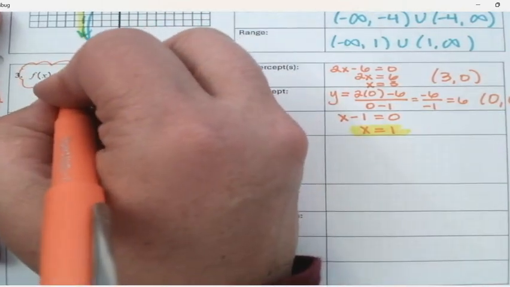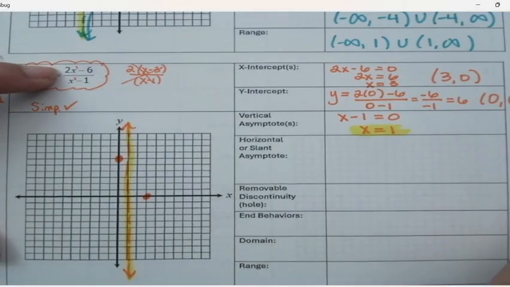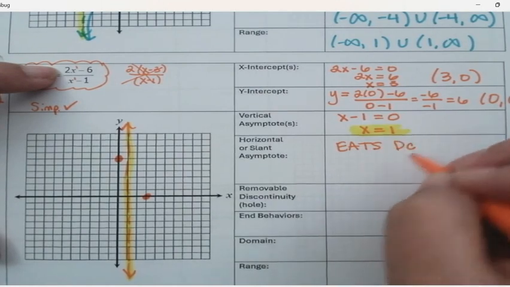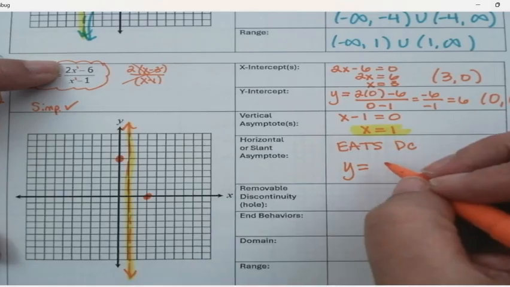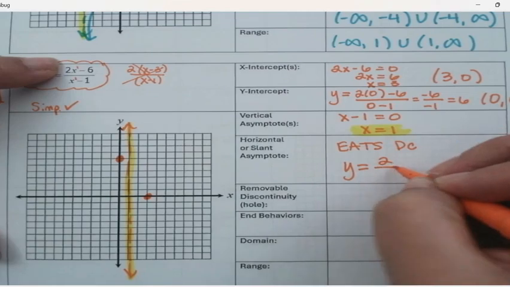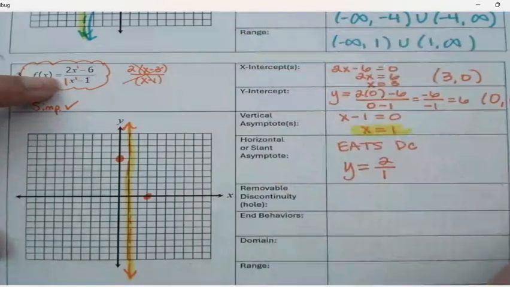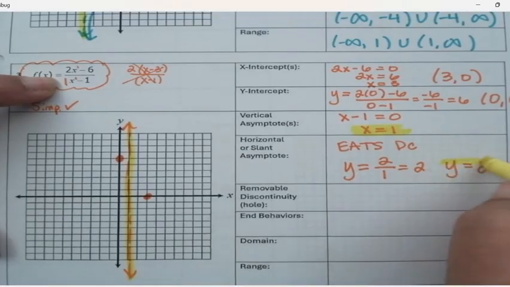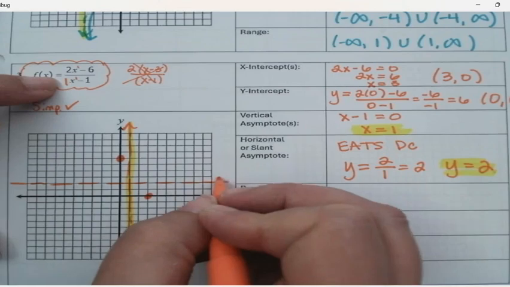Okay, horizontal or slant asymptote, we're going to check our exponents. This is x to the first. This is x to the first. Are we bigger on top, bigger on bottom, or the same? The same. Exponents are the same. Divide coefficients. So y equals, what's the coefficient on top? The number out in the front. 2. What's the coefficient on the bottom? A 1. Okay, right there, 1. And 2 divided by 1 is 2. So y equals 2 is my horizontal asymptote.